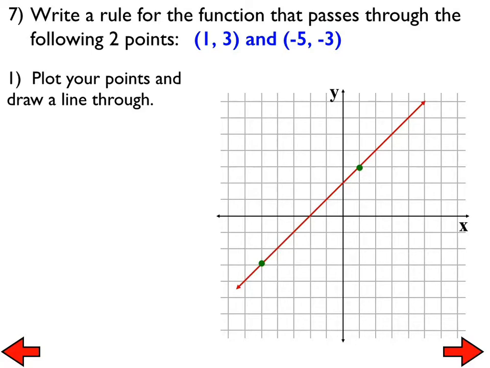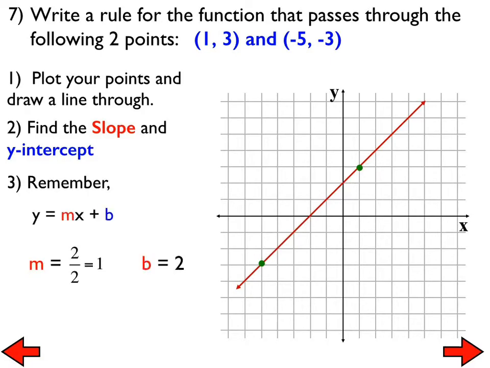Is there a different way that you could have found the slope without the graph? You would have done y2 minus y1. Yeah, the slope formula. Y sub 2 minus y sub 1 over x sub 2 minus x sub 1. But either way, slope is 1. We can see from the graph the y-intercept is positive 2. And so therefore the function rule is y equals x plus 2.